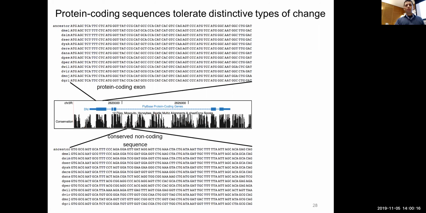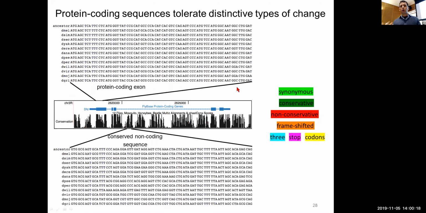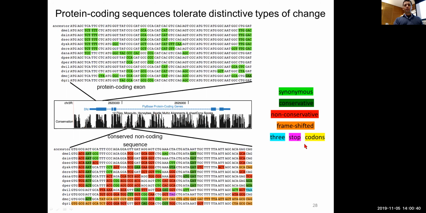But instead, what I can do is actually start coloring synonymous substitutions. These are substitutions where you change the codon, but you preserve the amino acid translation. Or conservative substitutions, where you change the amino acid, but you preserve the properties of the amino acid. Or non-conservative, where you've actually disrupted the properties. I can color frame shifts, and I can color the 3 different subcodons, okay? And if I do that, this is what these 2 regions look like.